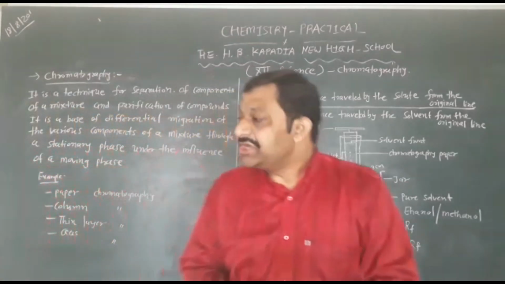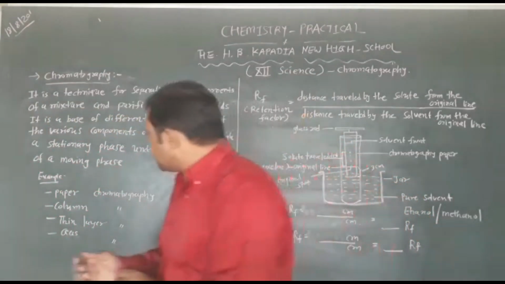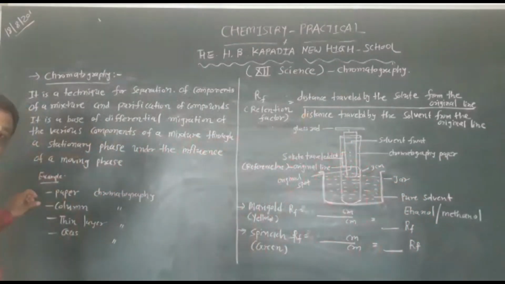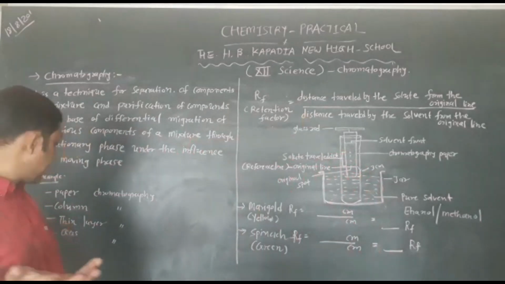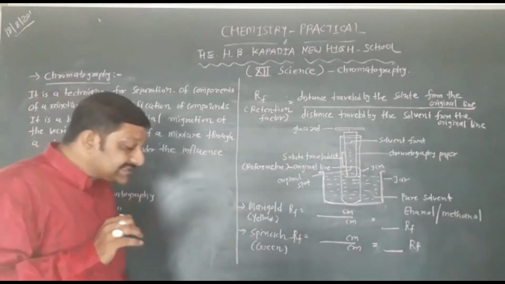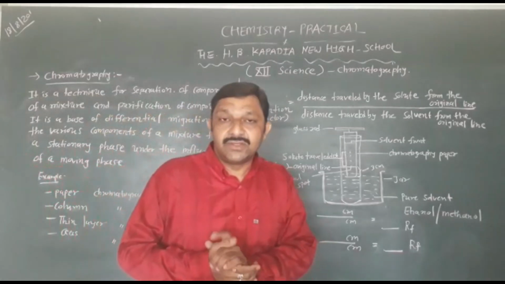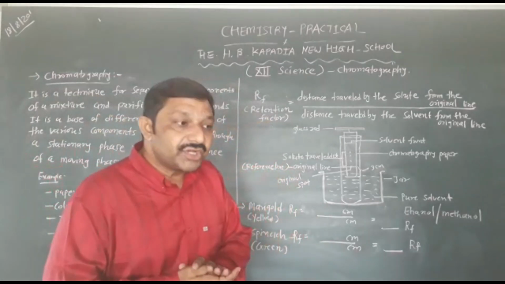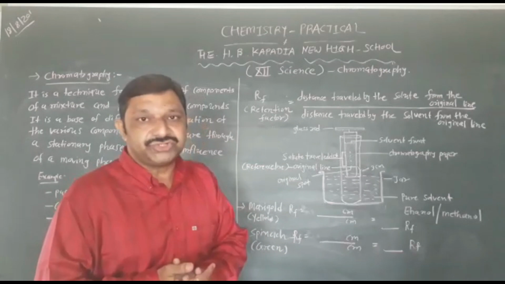Okay. Now in chromatography there are many types, for example paper chromatography, column chromatography, thin layer chromatography, and gas chromatography. So today we will discuss paper chromatography. Okay, marigold solution and the second one, spinach solution.